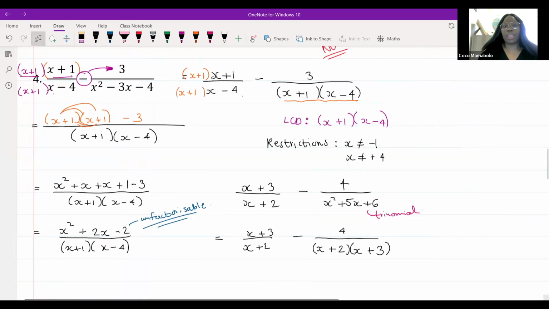So if we look over here, guys, what is my LCD between these two going to be? What is my LCD going to be equal to? X plus 2, x plus 3. Beautiful.